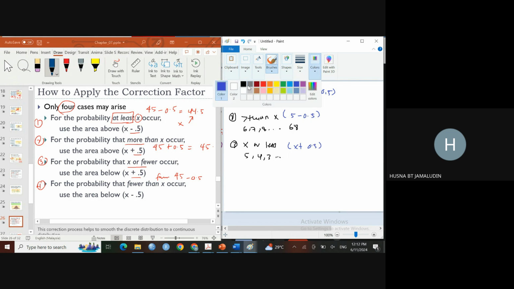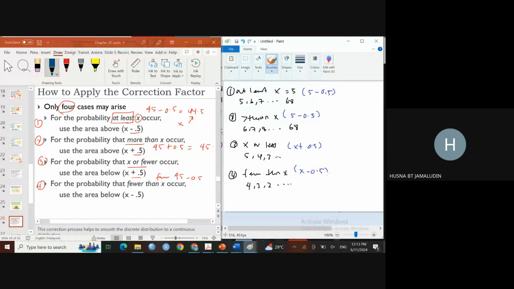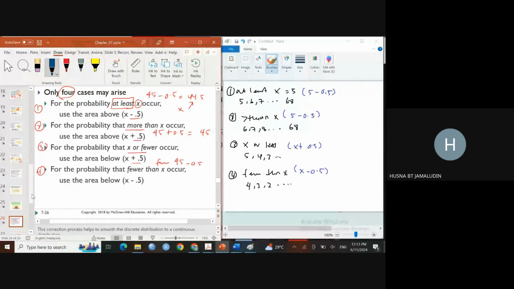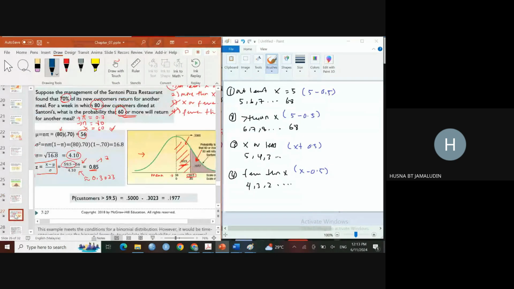And the last one, you have to remember this by heart because you're going to apply it in the question. Fewer than X. Your X is 5, right? So fewer than X, 5 is not there because it is fewer than 5. So 4, 3, 2, and so on. In this case, you have to take X minus 0.5. That's it. These are the rules.